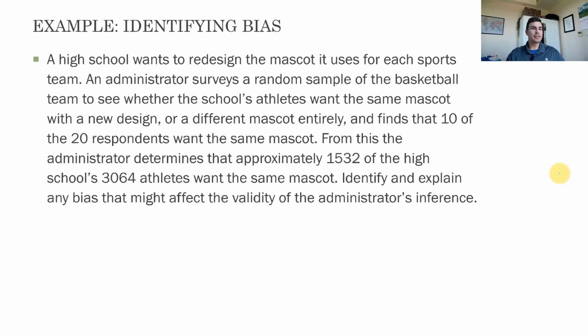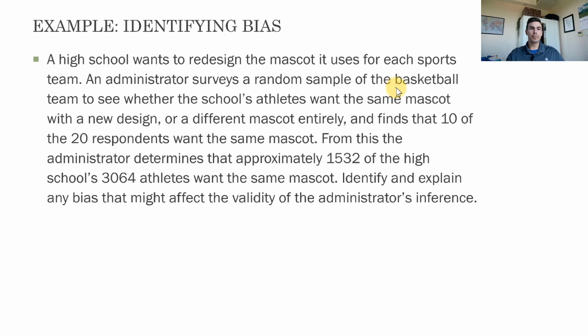All right, last example here, identifying some bias. A high school wants to redesign a mascot used for each of its sports teams. An administrator surveys a random sample of the basketball team to see whether the school's athletes want the same mascot, okay, with a new design or a different mascot entirely, and finds that 10 of the 20 respondents want the same mascot. From this, the administrator determines that approximately 1,532 of the high school's 3,064 athletes want the same mascot. Identify and explain any bias that might affect the validity of this administrator's inference.